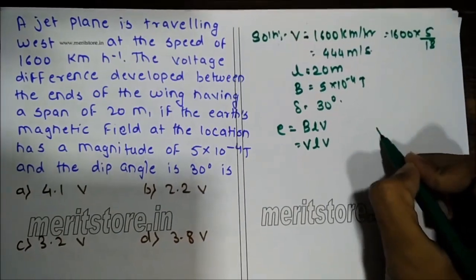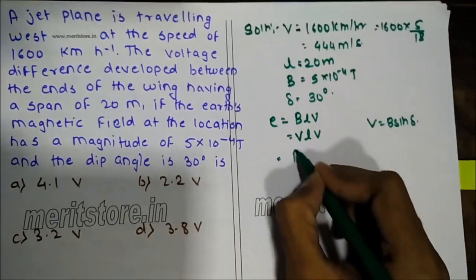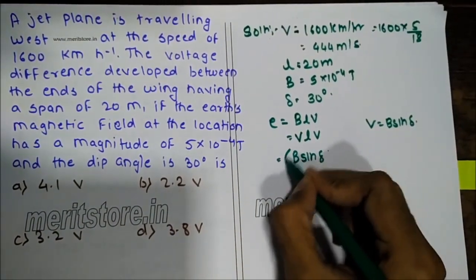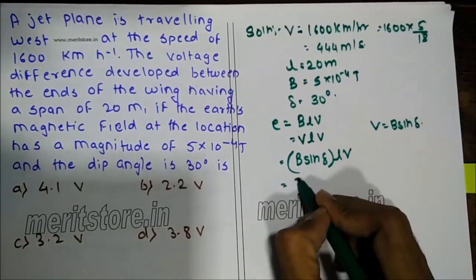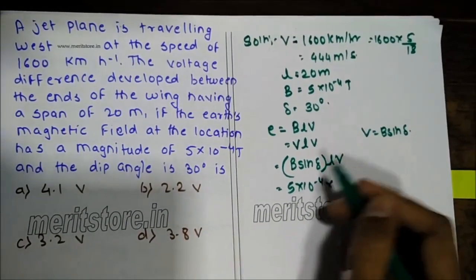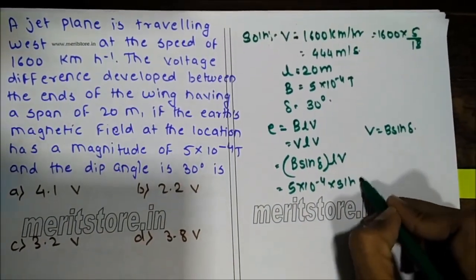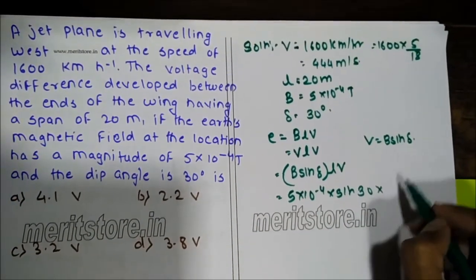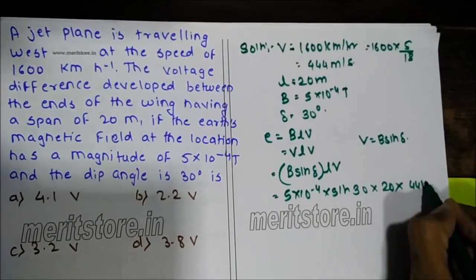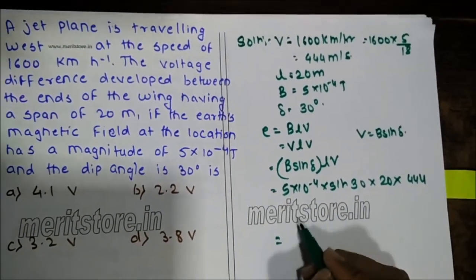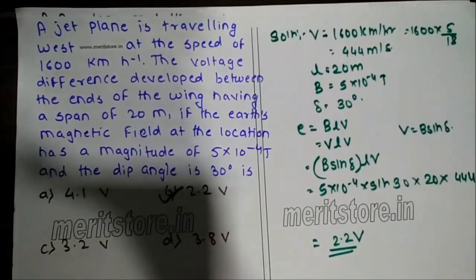So here this V is equal to B sine theta, B sine delta we can say, which is equal to B sine of delta into L into V. Okay, so substituting all the values, we get 5 into 10 raised to minus 4 multiplied by sine of this delta, which is again 30 degrees, multiplied by the length, that is 20 meters, multiplied by V, that is the voltage, that is 444. Substituting all the values, we get the entire value to be 2.2 volt. Okay, so B is the correct option.